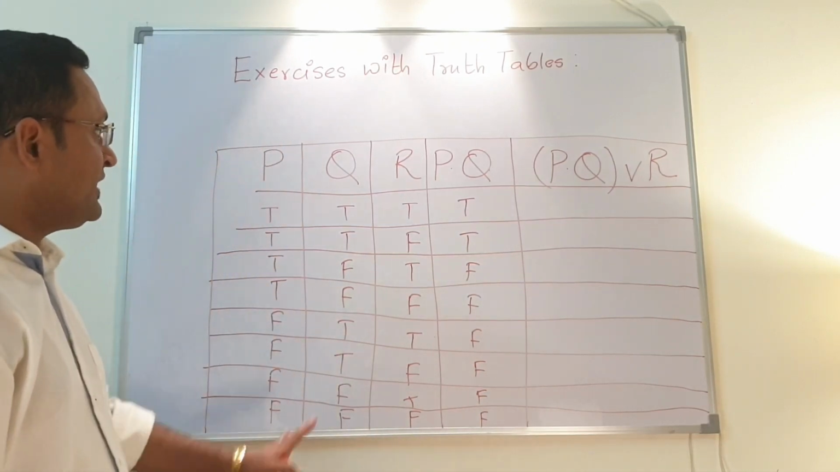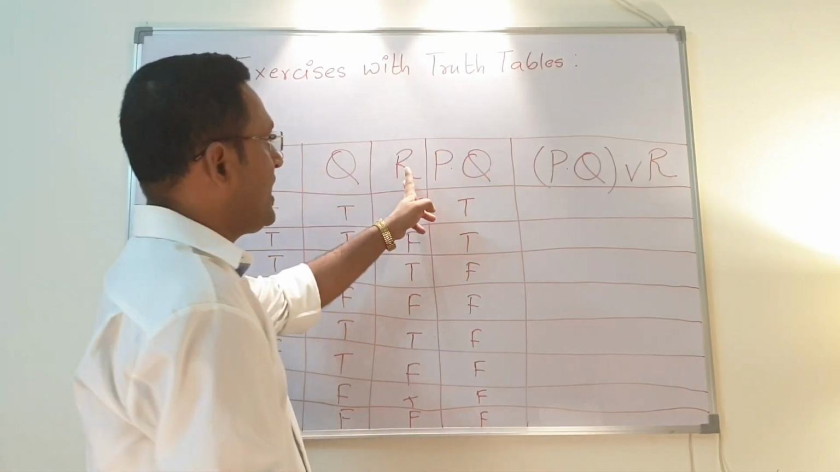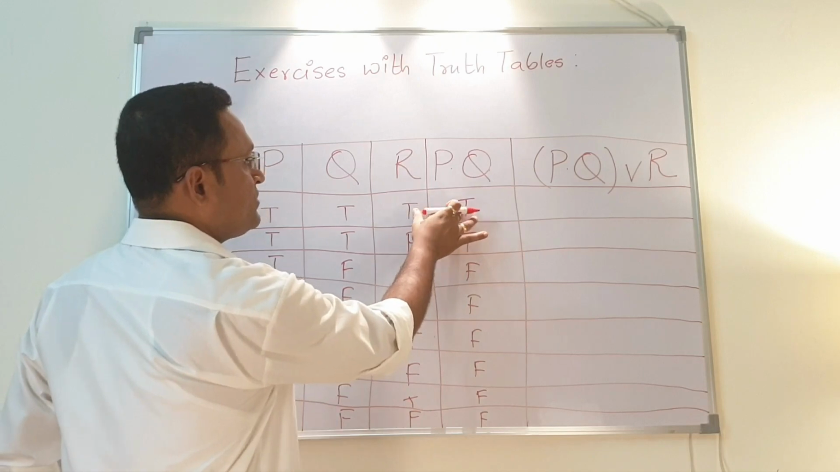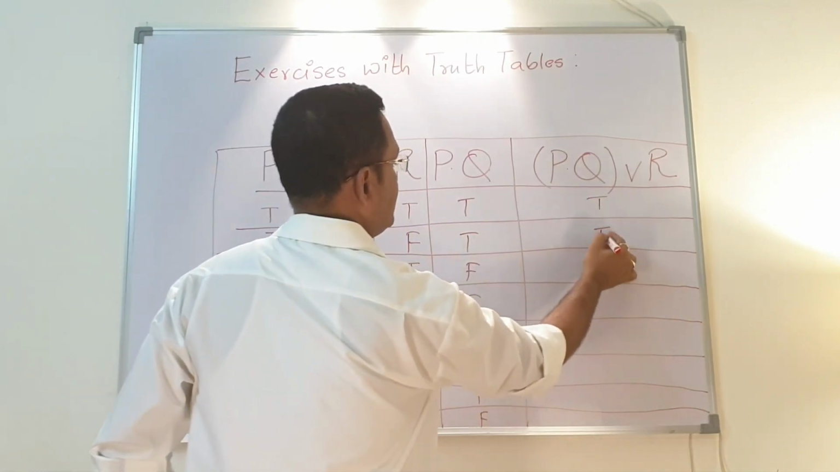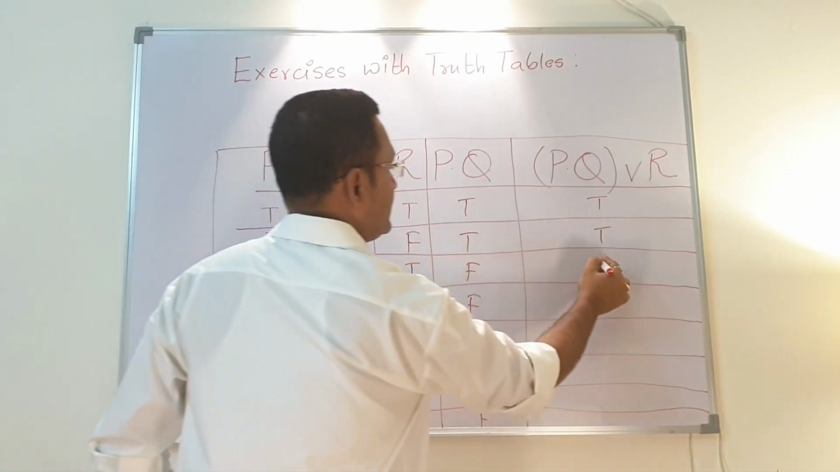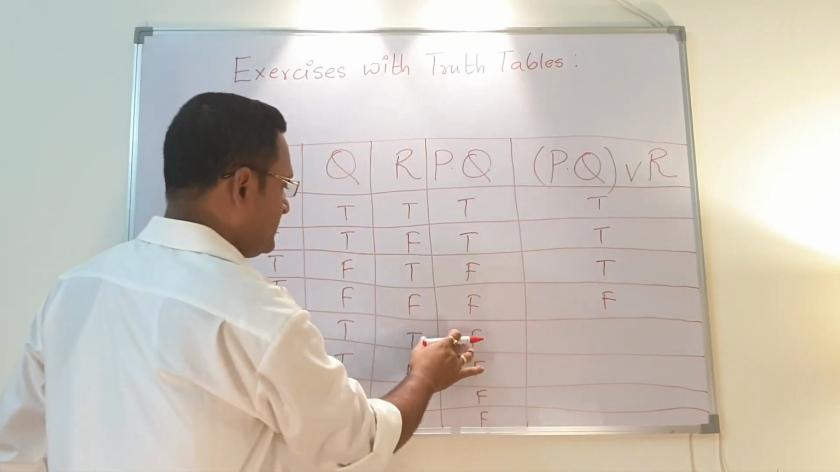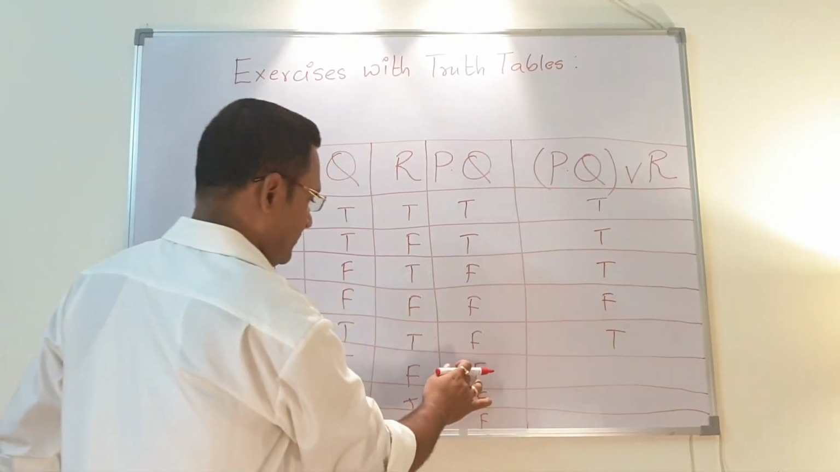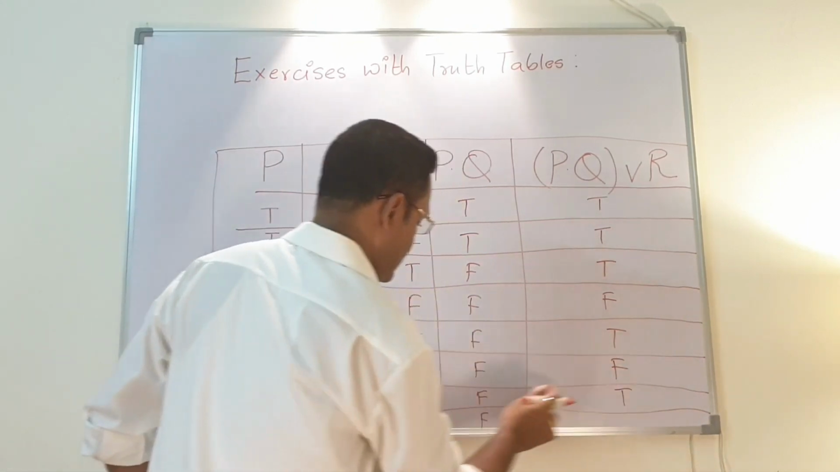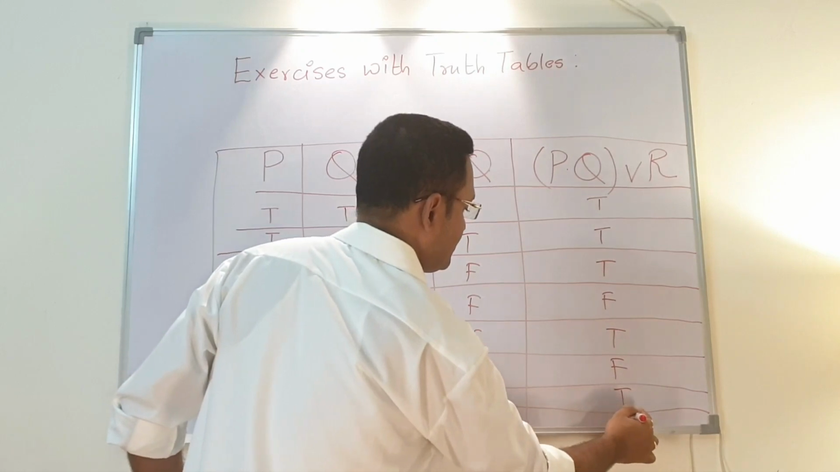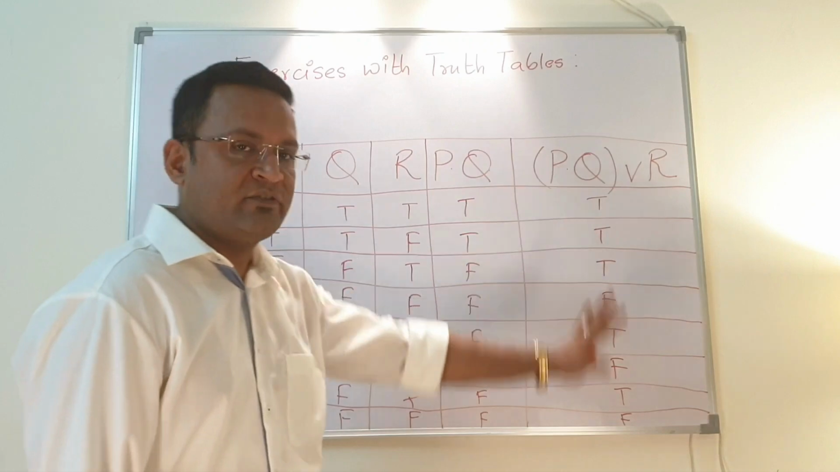And now we have to find the truth table of P dot Q wedge R. Fine. So true and true is true. True and false is also going to be true. False and true is true. False and false is false. False and true, true. False and false, false. False and true, true. And false and false, false. Fine. Now, this is the truth table which we have prepared.